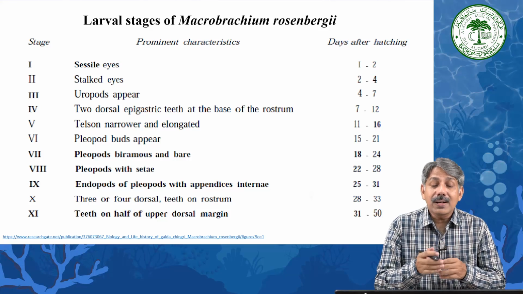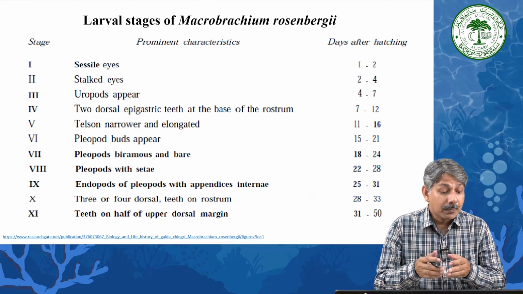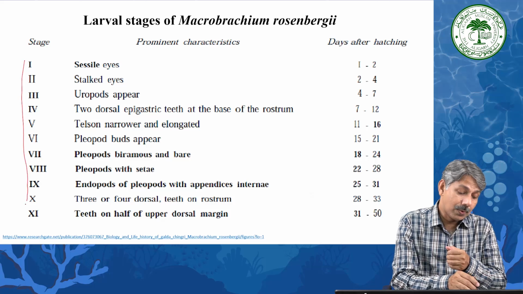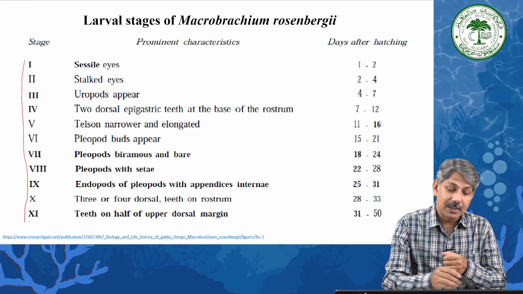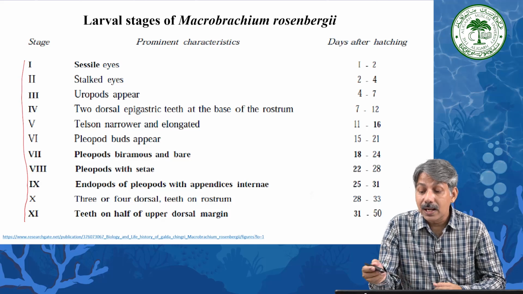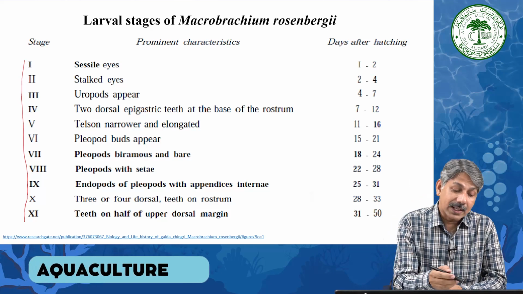Now, what are the different larval stages of Macrobrachium rosenbergii, the giant freshwater prawn? We have 11 stages: 1, 2, 3, 4, 5, 6, 7, 8, 9, 10, 11. And what characteristics do they have, and which stage comes after how many days of hatching? That we can see here.